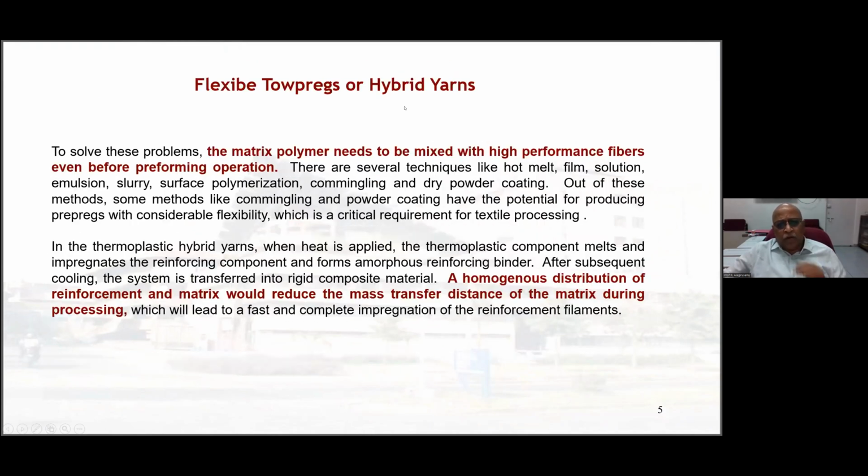So the solution could be using flexible toe packs, which can also be used for textile preforming. All of us are aware that textile preforming has a lot of other advantages associated with it also. So because of that, whatever toe pack, which is also called hybrid yarns, needs to be flexible. In the toe pack, as all of you are aware, the resin is already placed within the high performance fiber bundle, so that it becomes easier for the resin to melt and then redistribute.